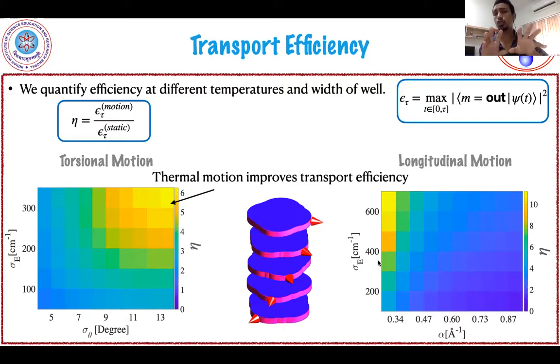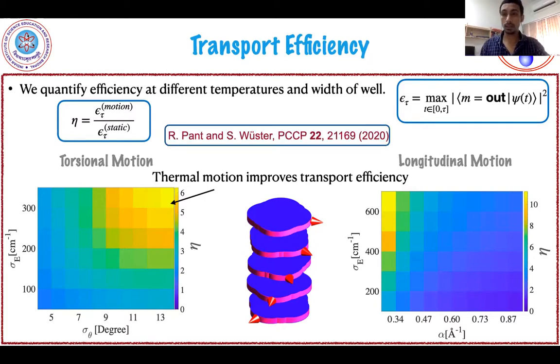So these are just two results that I have taken from my paper on this excitation transport. For more details, you can have a look at this paper, and I will discuss more results in my talk also. For now, thank you so much.